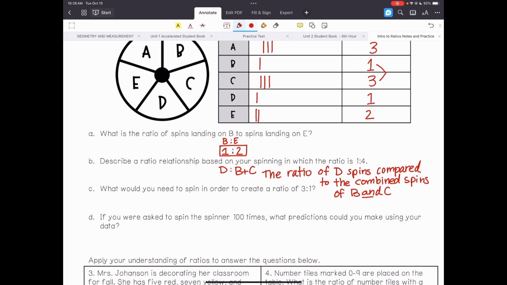All right, what would you need to spin in order to create a ratio of 3 to 1? So to create a ratio of 3 to 1, you would need to spin one of the letters 3 times and one of the letters 1, which we have that situation. We would have to use C compared to B, or we could do C compared to D. We could also do A compared to B, or A compared to D. So all of those scenarios would be 3 being the first number and the second number being 1. So all of those are options for that.